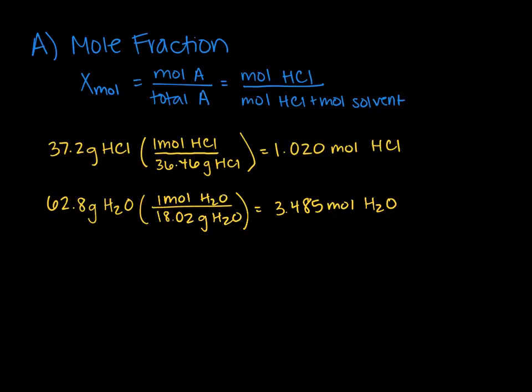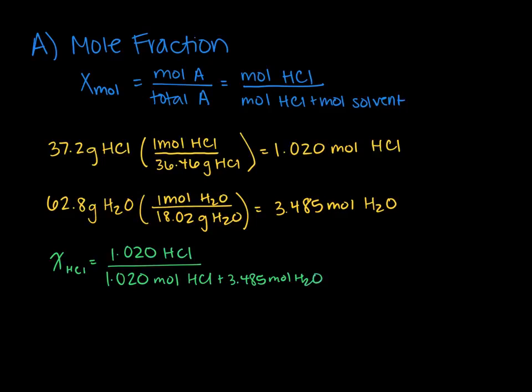We can now use these two numbers in our mole fraction equation. So we'll put 1.020 moles HCl over 1.020 moles HCl plus 3.485 moles H2O. We get 1.020 moles divided by 4.505 moles for an answer of 0.2264. Our answer for part A is 0.2264, the mole fraction of HCl.